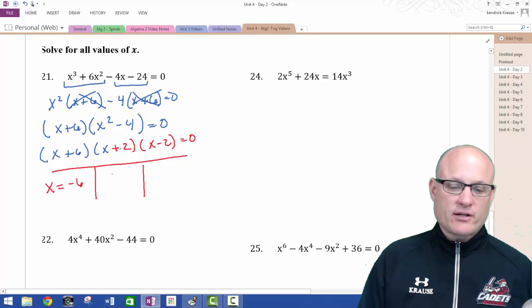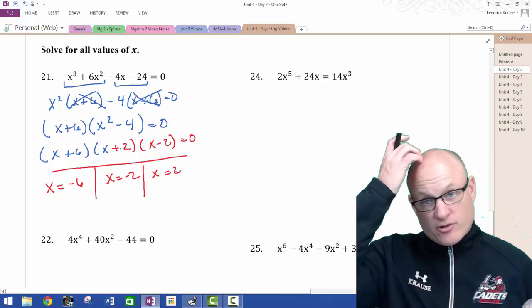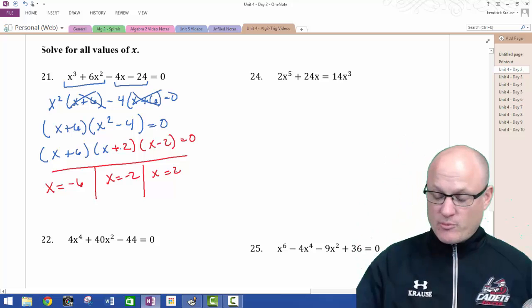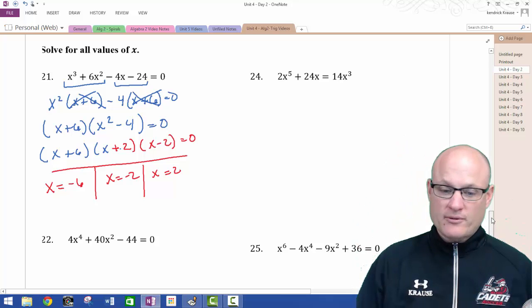x equals negative 6. x equals negative 2. x equals positive 2. Now, I'm not showing you the math behind that. I assume you passed algebra, so you understand where those numbers come from.